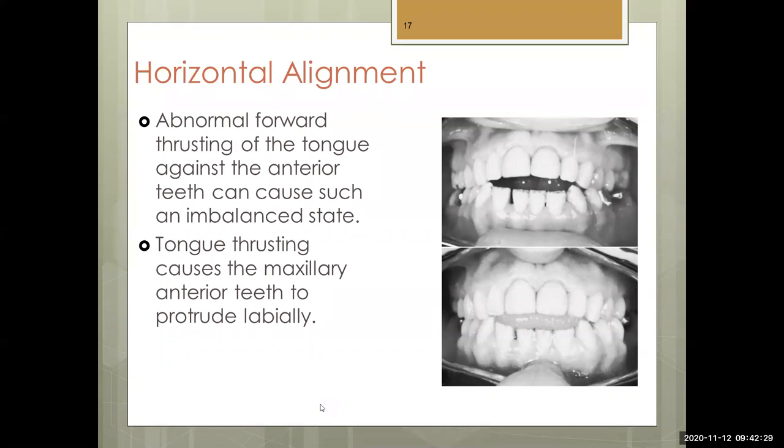That tongue is a huge, huge muscle. Tongue thrusting causes the maxillary anterior teeth to protrude. So every time this person swallows, instead of the tongue being placed at the roof of the mouth, it's being placed behind those maxillary anterior teeth. And you can see that there's no overlapping here. This is called an open bite.